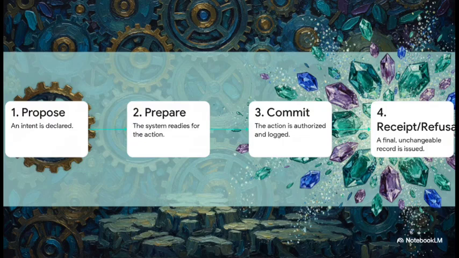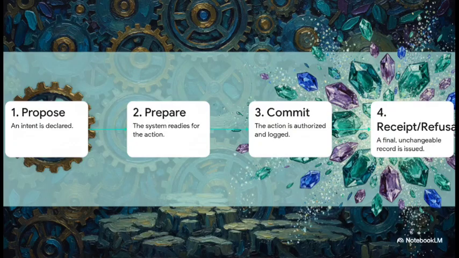Which brings us to something called the Dueligate process. This is its ironclad, four-step way of making any decision. First, it proposes an intent. Then it prepares for the action. Third, it commits, authorizing and logging it. And finally, it issues a receipt or a refusal. This rigid process, that's its constitution. It's the jewel from our equation.